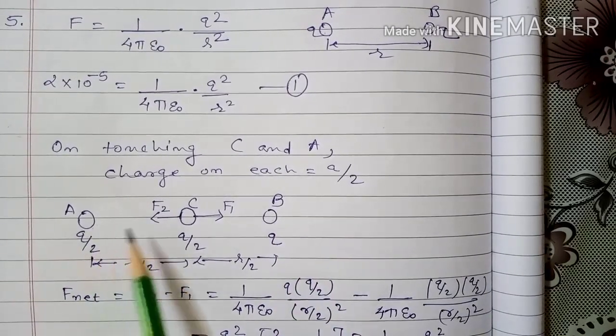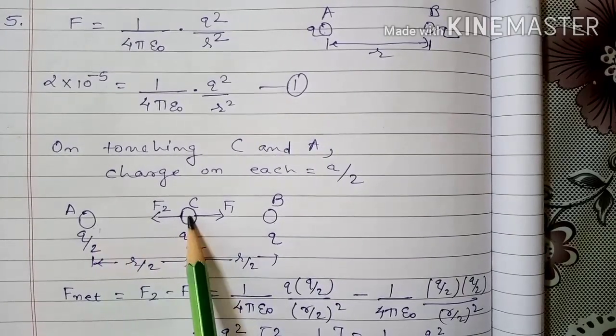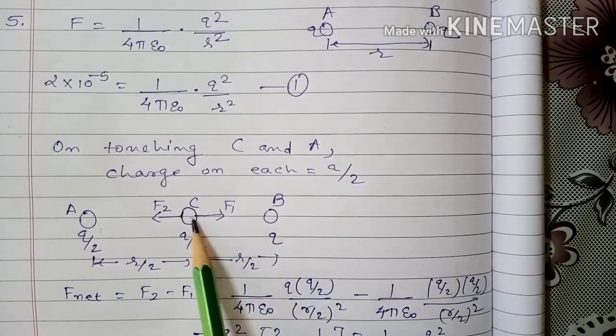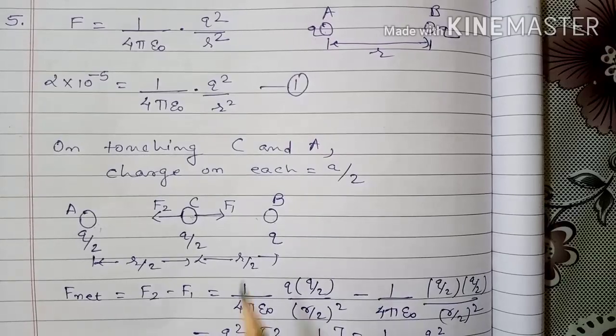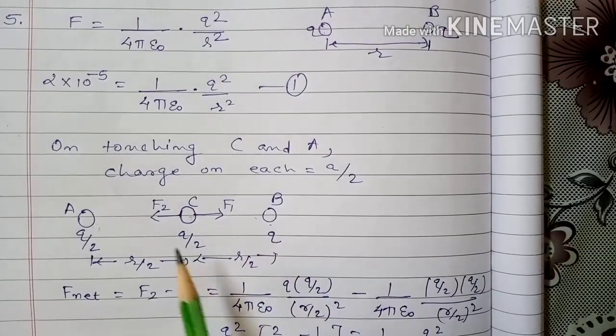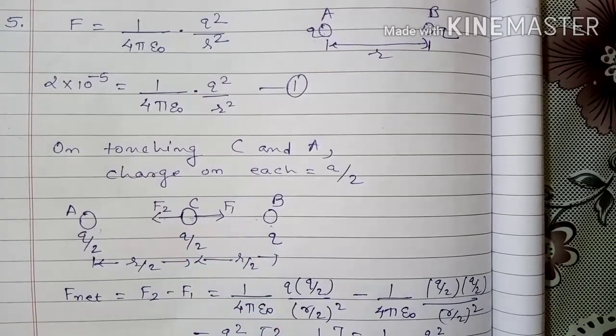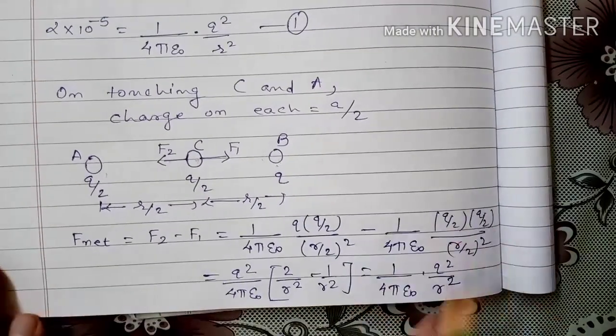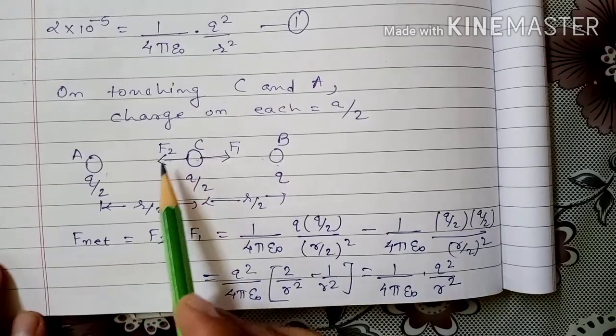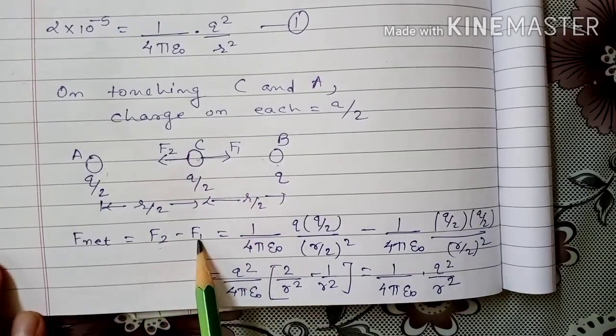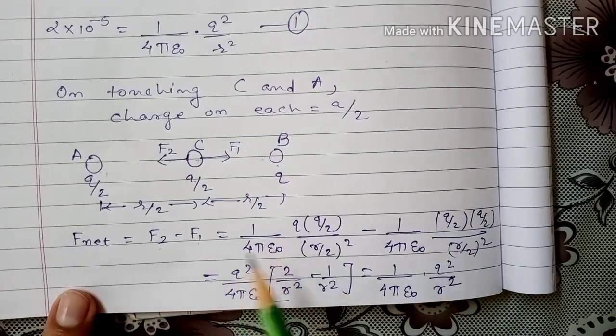So the force acting on C due to Q1 is F1, and the force acting on C due to B is F2. Here the charge on B is more, therefore the force due to the second charge will be more. It means F2 will be greater than F1. If we have to find the net force, then net force is equal to larger force minus smaller force. So F2 minus F1.